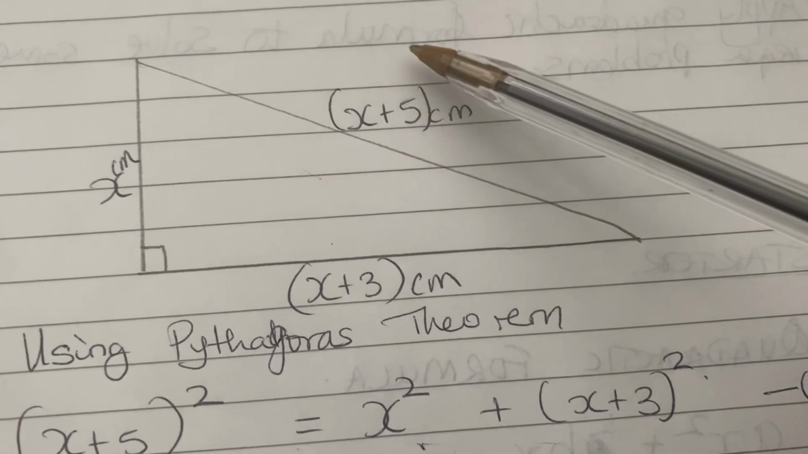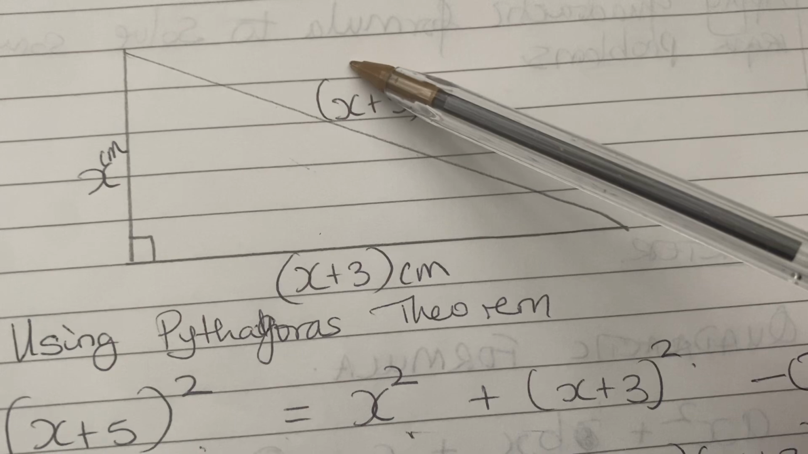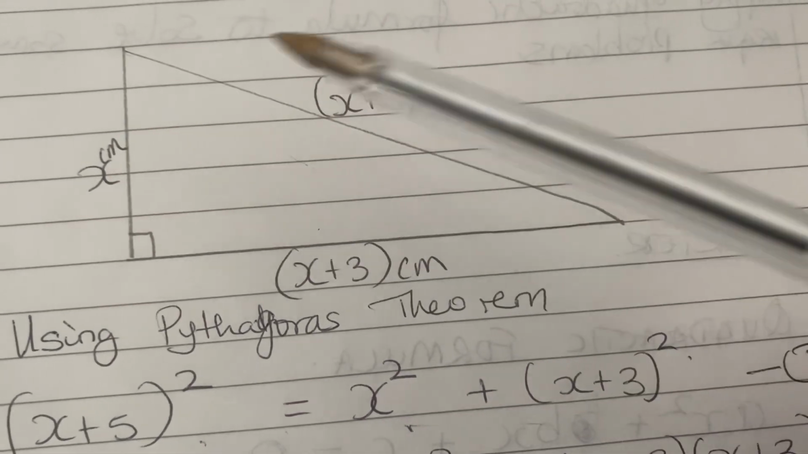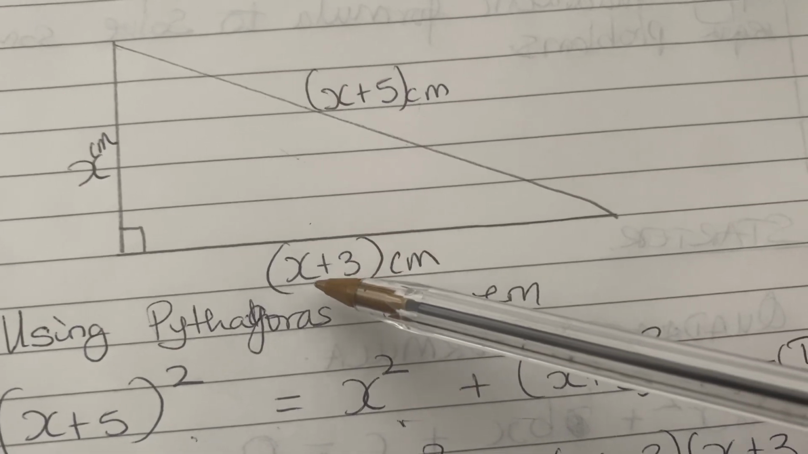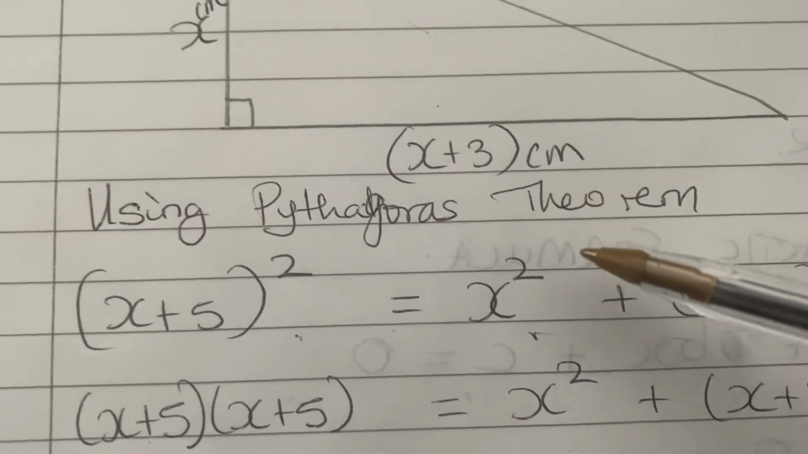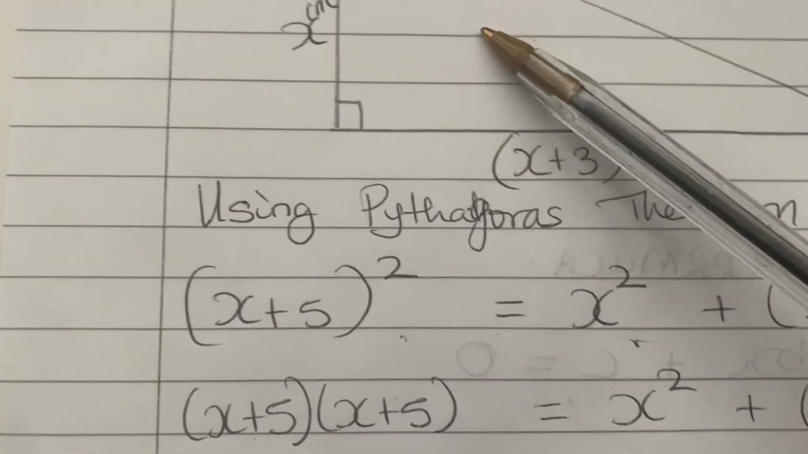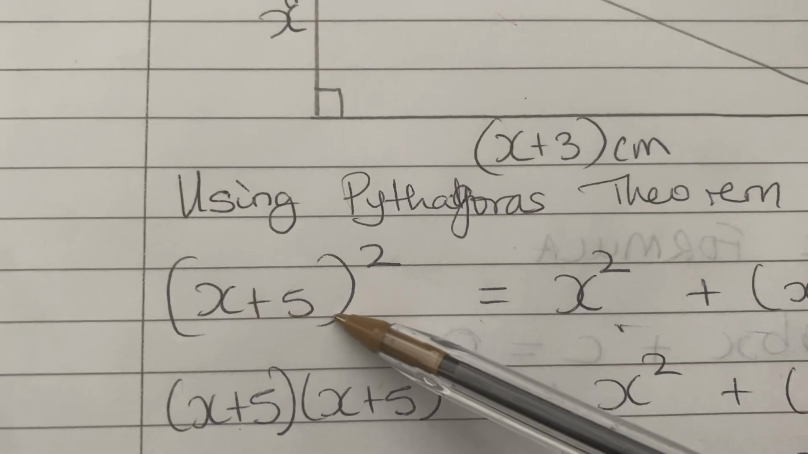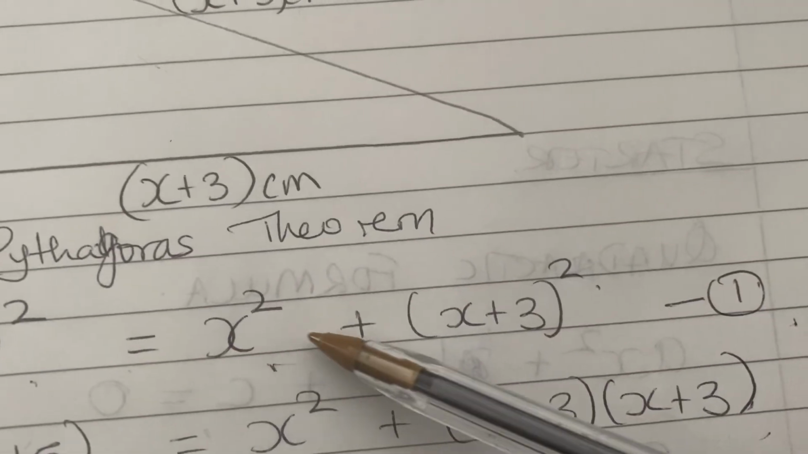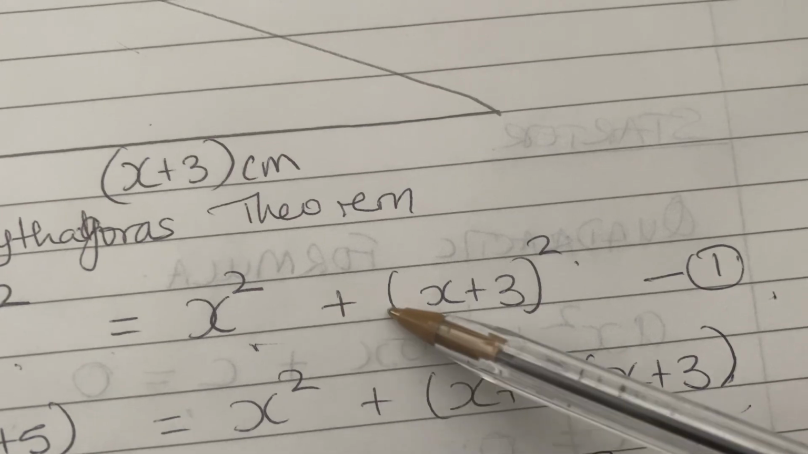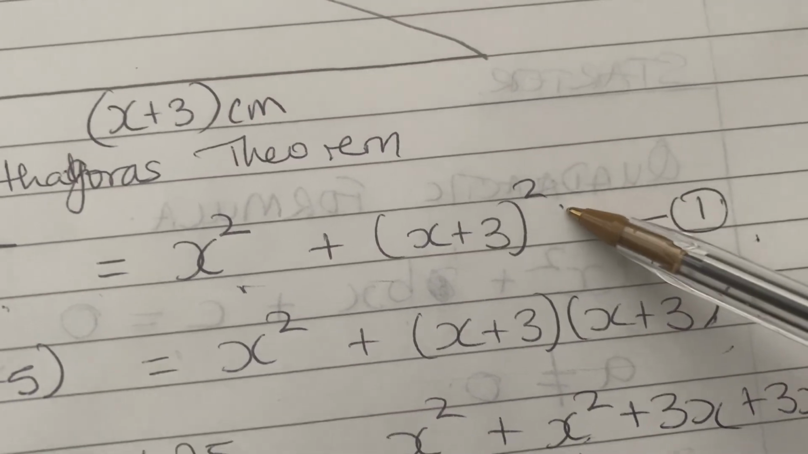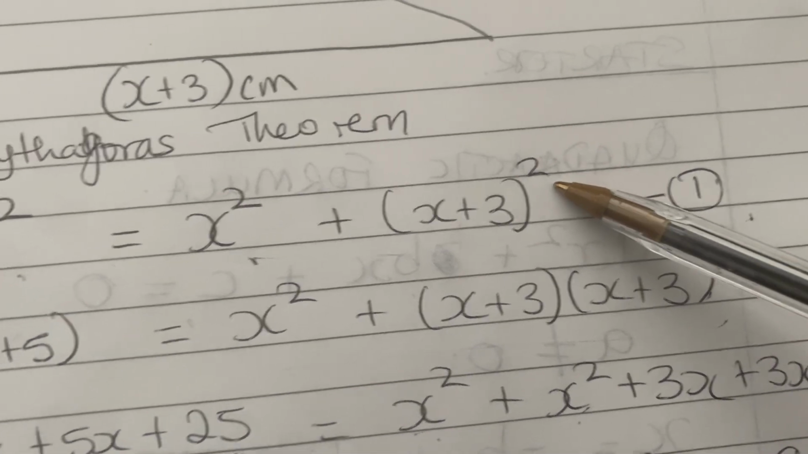So this side squared equals x squared plus x plus 3 all squared. Using Pythagoras theorem, x plus 5 all squared will be equal to x squared plus x plus 3 all squared. This is a very important step.